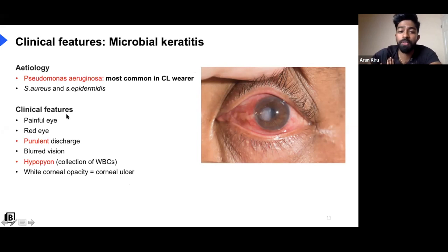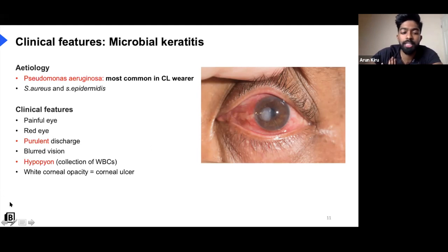What are the clinical features for the patient? Painful eye. Remember, the cornea has those nerves that we talked about from the trigeminal nerve, so they cause pain. The eye is red, with purulent discharge, a greeny discharge, and blurred vision. As you can imagine, if the light can't get through to that pupil, that person can't see out of it. So it's covering the visual axis, so it causes blurred vision.